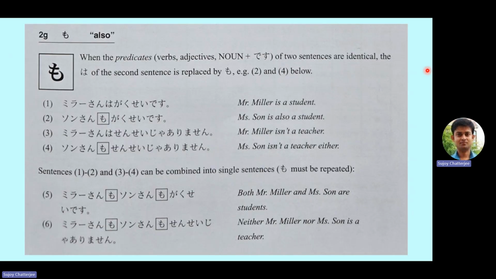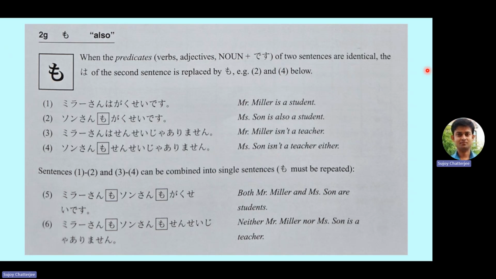Next, we move on to the next section, which is mo. It is a particle like the wa particle, the ka particle and the no particle. Before this, we have learned three particles of Japanese: the wa particle, which is the topic marker, the ka particle, which is the interrogatory particle, and the no particle, which represents belongingness or possession. Today, this is the fourth particle of the series, which is mo, which means also.